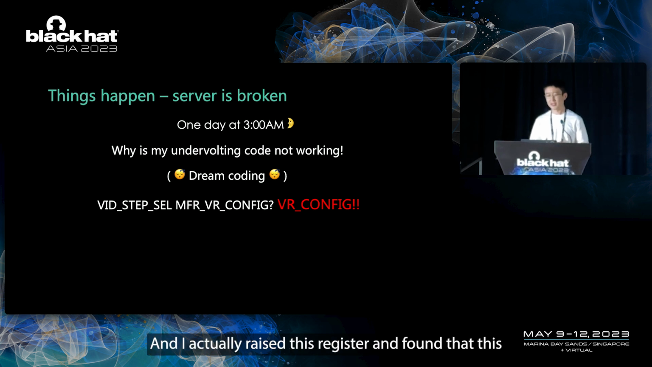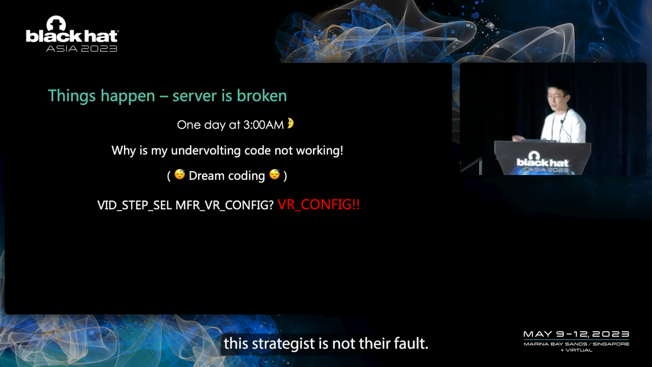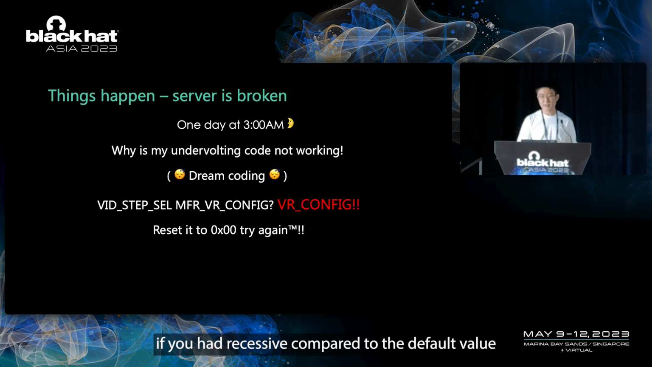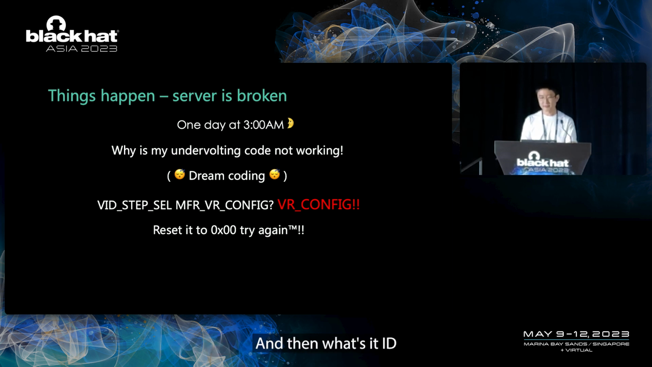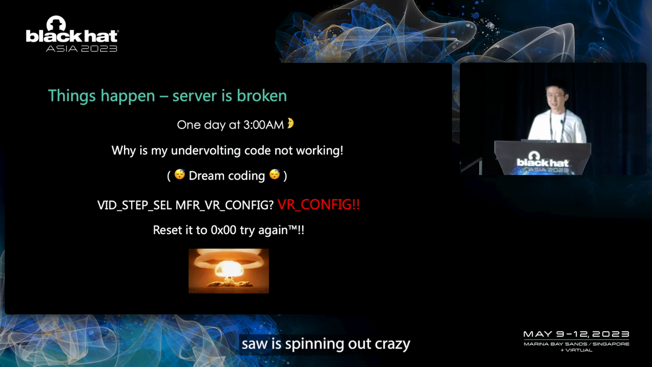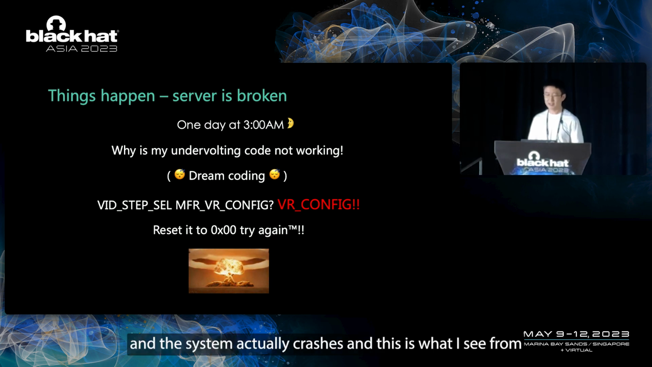I read this register and found that it was not zeroed out. So I thought maybe I could reset it to 0, the default value, and my undervolting code might work again. But no. We had a boom. The fan of the server was spinning like crazy, and the system crashed.